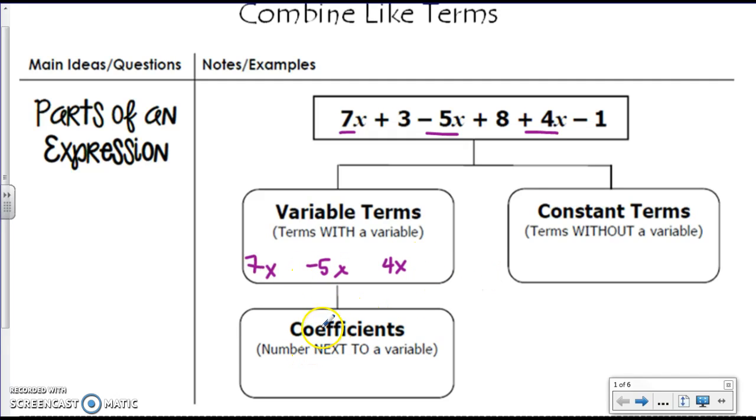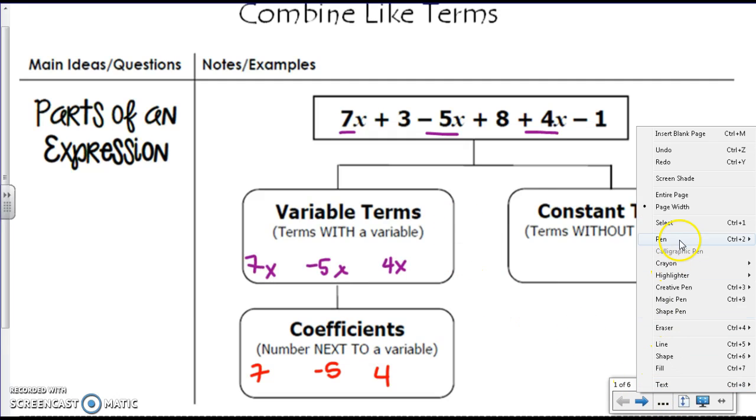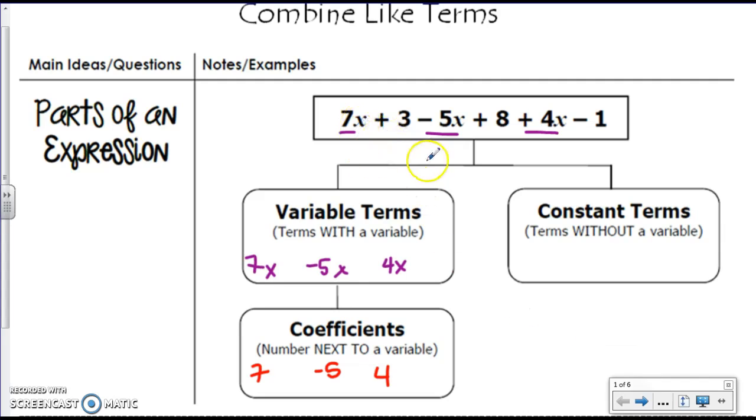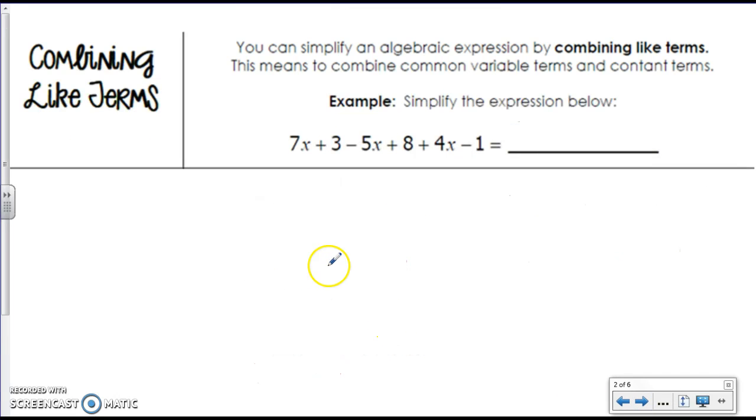The coefficients of those are the numbers that are next to the variable. So I have a coefficient of 7 for this first term. I have a coefficient of negative 5 for the second term, and a coefficient of 4 for the third term. Okay? Constant terms are the terms without variables. So anything that does not have a variable is a constant. So I have positive 3, I have positive 8, and I have a negative 1. Okay, so variable terms have variables, constant terms are just numbers without variables, and then coefficients are the numbers that are next to the variable. Okay, we're going to use that when we go ahead and combine like terms.